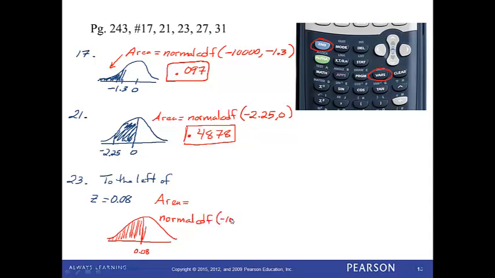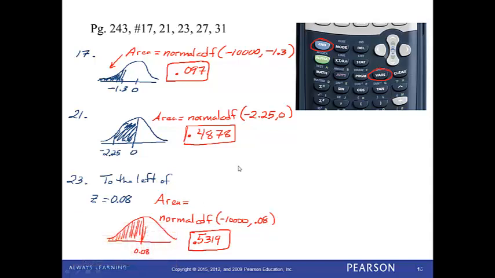And it's going to be negative 10,000, that's your lower limit. And then the upper is 0.08. So let's type it into our calculators, get into your command for your normal CDF, and then fill in your lower limit and fill in your upper limit. And we should get 0.5319. And that's the area of the shaded piece.